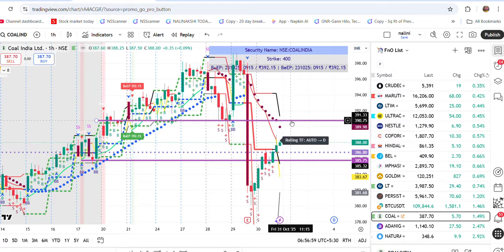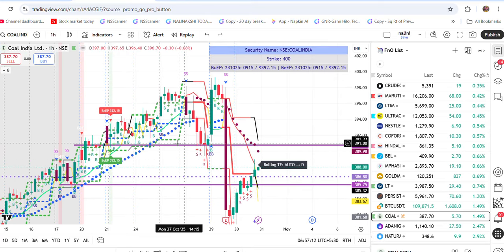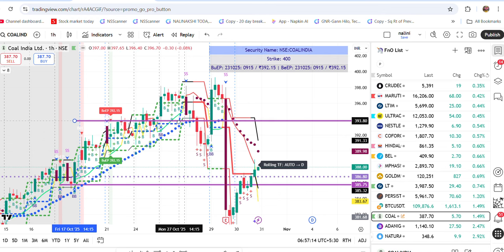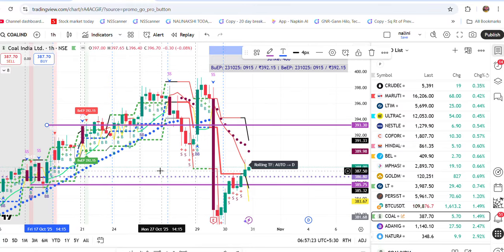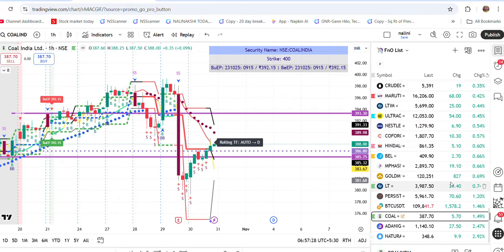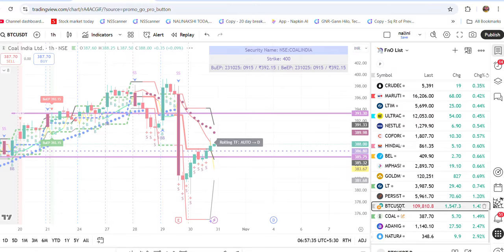If it rejects from this level, 390, it can go sideways and it can climb up also. It had a huge fall from the episodic pivot here when it started moving below this. Episodic pivots are a very interesting thing if you notice, very coolly and calmly. Like that, even for Bitcoin, I don't know whether episodic pivots are seen. I don't think we can see them on Bitcoin.